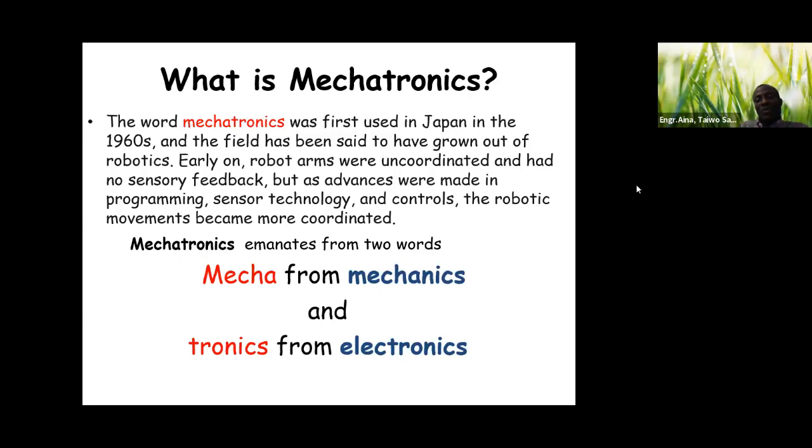So the word mechatronics was first used in Japan in the 1960s, and this field has been said to have grown out of robotics. Early on, the robot's arms were uncoordinated and had no sensory feedback. But as advances were made in programming, sensor technology, and controls, the robotic movement became more coordinated. Now, this tells us that before the integration of mechanical and the electronics parts, there was a kind of uncoordination in the robotic arms that were designed, and therefore there is a need for integration of another field of engineering.